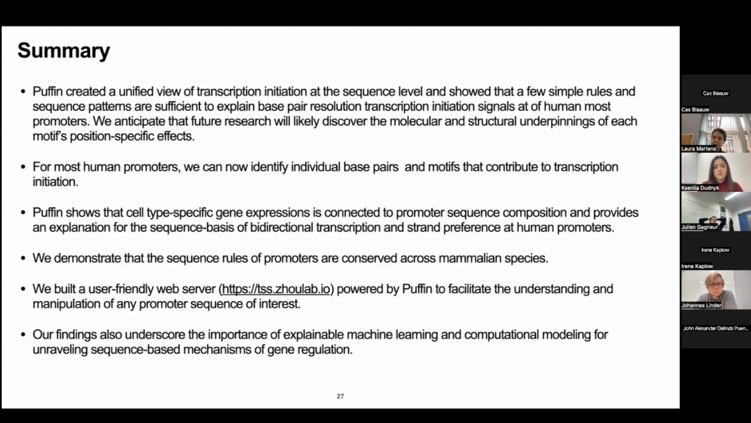We built a web server that everyone can now use to study their favorite gene. And we also think that this approach we used for Puffin, where we first developed a deep learning model and studied transcription initiation with it, and then used some findings and ideas from the deep learning model to build a new model that is simple and explainable but also makes accurate predictions, can also be used to study other regulatory signals in the genome.